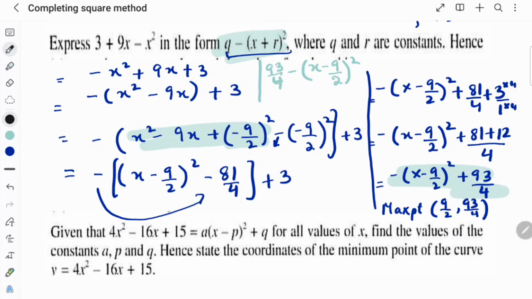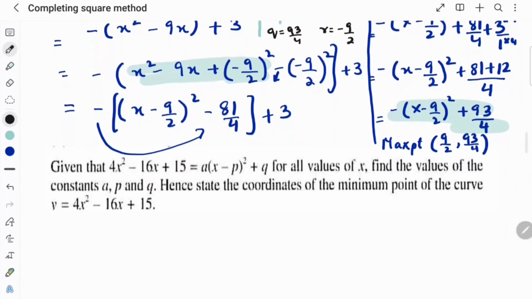Now what do we do? We can write down q and r, because they're asking you for the constants. So q will be equal to 93/4, or write it as a mixed number, and r is equal to −9/2. But your turning point will be (9/2, 93/4). I hope you understood.